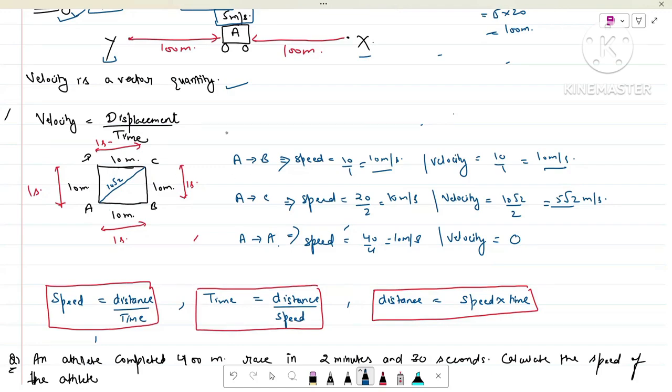Now, if I have to find the speed from A to B, how can I find speed? From A to B, speed is defined as total distance by total time taken. Now, what is the total distance covered here? 10 meter. And time taken is 1 second. So, speed will be 10 meter per second.